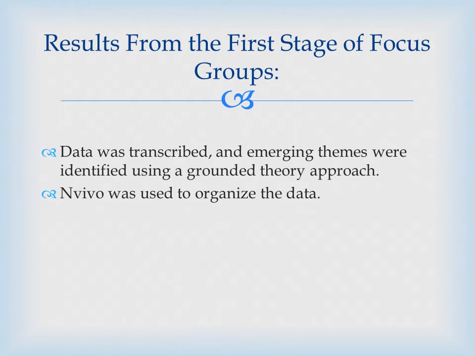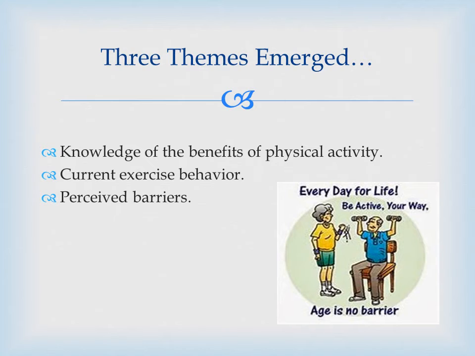Results from the first stage of focus groups. The data was transcribed and emerging themes were identified using a grounded theory approach. NVivo was used to organize the data. 3 themes emerged: knowledge of the benefits of physical activity, current exercise behavior, and perceived barriers.